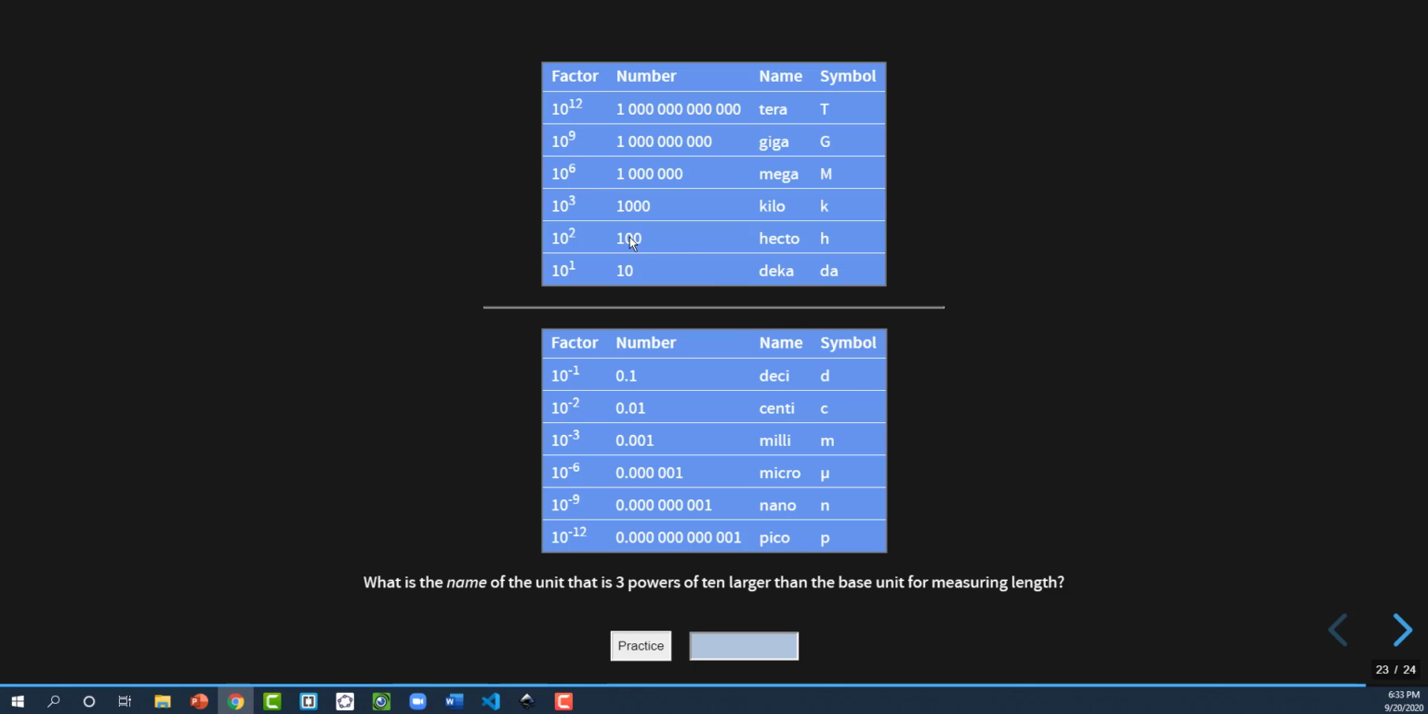Again, it's the meter. But this time it's 3 powers of 10 larger. That is 1,000 meters, and I know what that is. That's the kilometer. Great. So far, so good. Maybe one more. Maybe we'll get one that goes smaller. Yeah, that's a smaller. What's the name of the unit that's 1 power of 10 smaller than the base unit for measuring time? Now, time is measured in seconds.